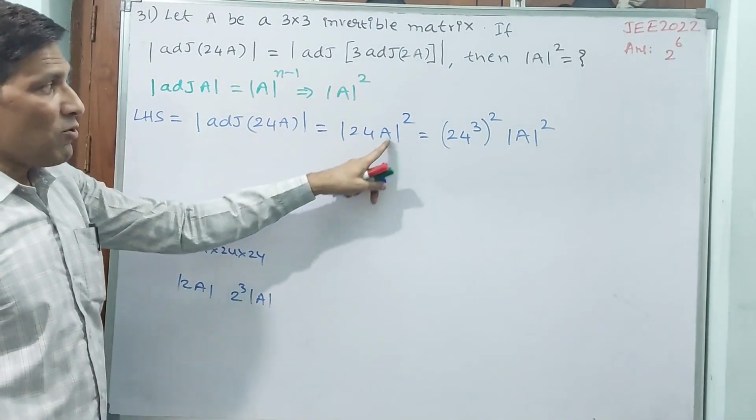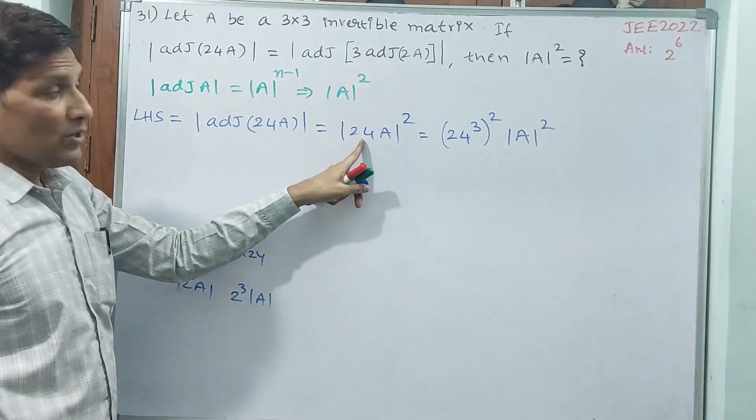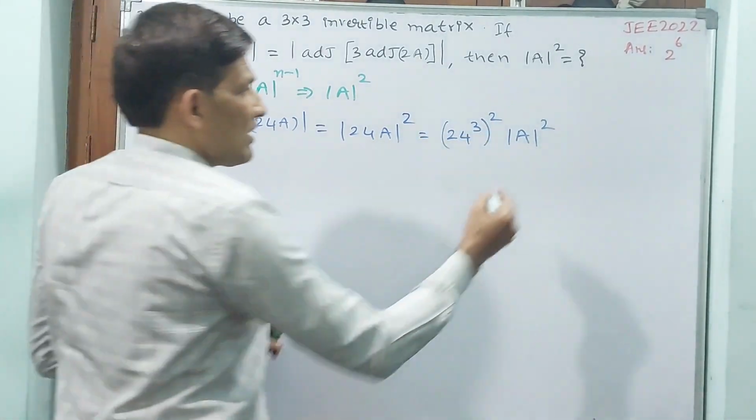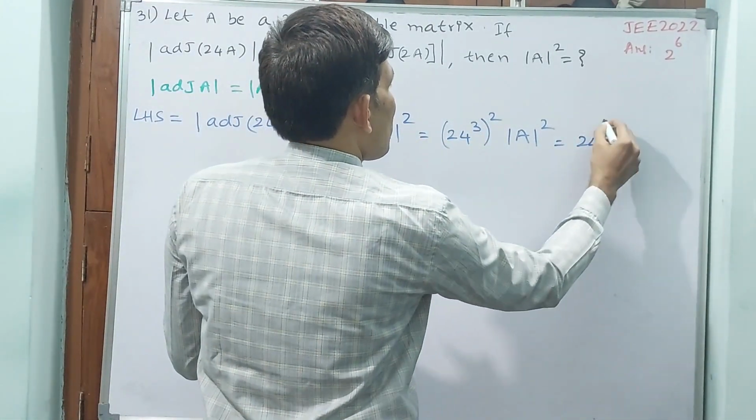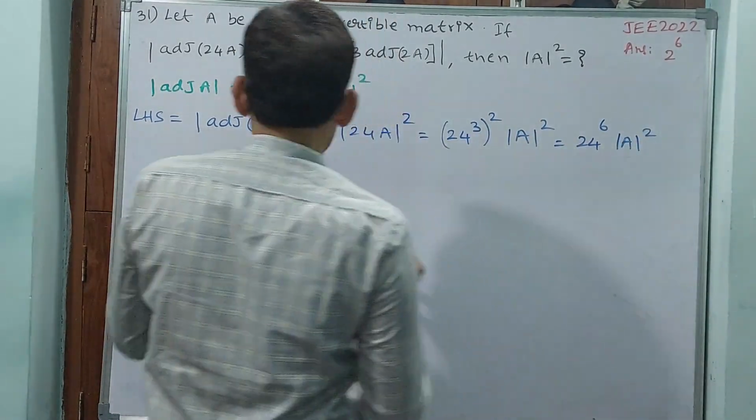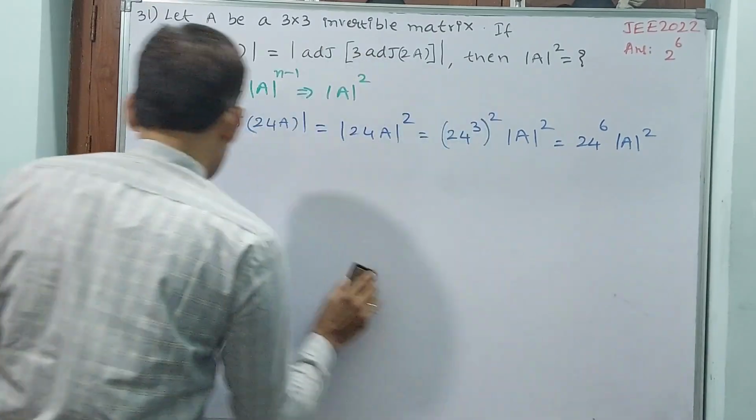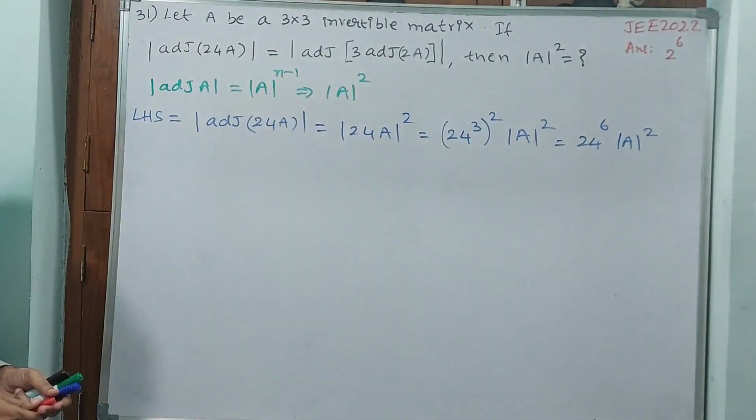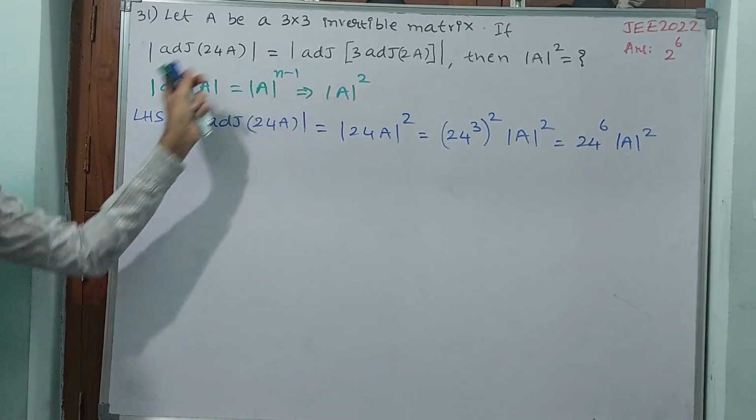Like for A only square, but for 24 cube power square, what will happen? 24 power 6, 3 into 6, determinant of A square. This is LHS. LHS finished. Now go for RHS. Okay, that is LHS. Why? Because finally we will equate both.